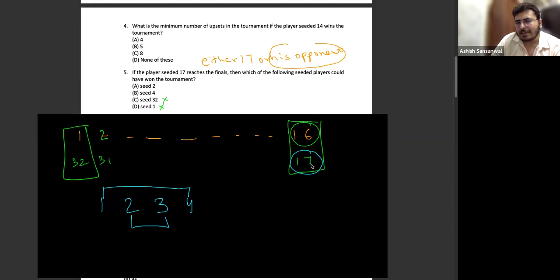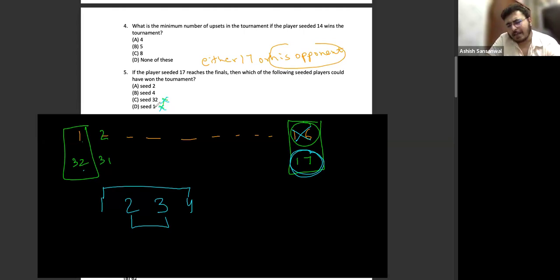So in the round of 32, 17 will face 16. If 17 is facing 16, obviously 16 won't reach the finals because it will be eliminated there, because 17 reached the finals. Is this clear? Okay. Now 17 will face which team in the next round? 17 will face either team number 1 or team number 32 in the next round. Correct? So obviously both of these teams won't reach the finals, because they will lose to 17 since 17 is reaching the final. So obviously 32 and 1 are wrong. Is this clear?